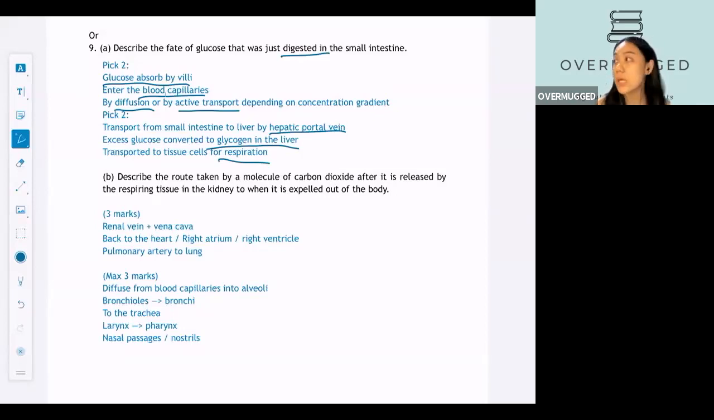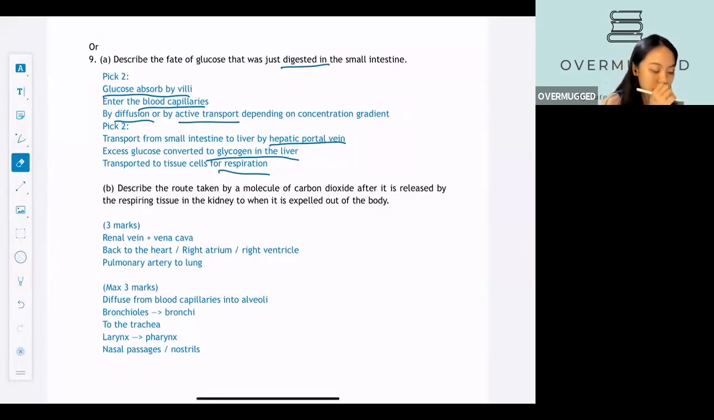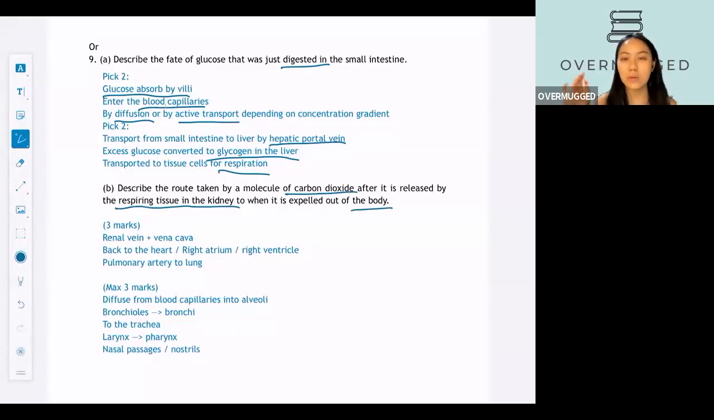Part B, describe the route taken by a molecule of carbon dioxide after it's released. I love this question because it reinforces the idea that bio is linked. All your bio chapters are linked. It cannot be studied like one single chapter. If you are studying like, oh, this chapter is this chapter, that chapter is that chapter, then it's not the correct way of studying bio. Every chapter is linked in some way. So carbon dioxide is released by the respiring tissue in the kidney and then expelled out of the body.